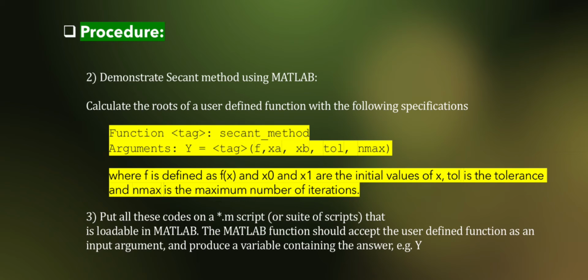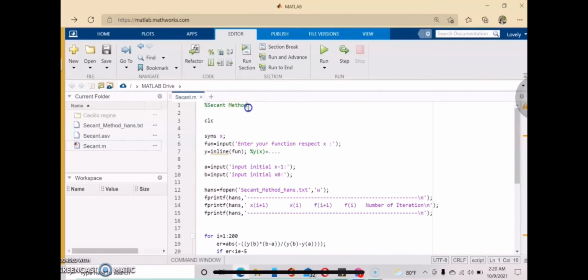And number 3, we need to put all these codes in a *.m script or suite of scripts that is loadable in MATLAB. The MATLAB function should accept the user-defined function as an input argument and produce a variable containing the answer, for example y. Alright, this is now our MATLAB video using our pseudocode of the secant method.